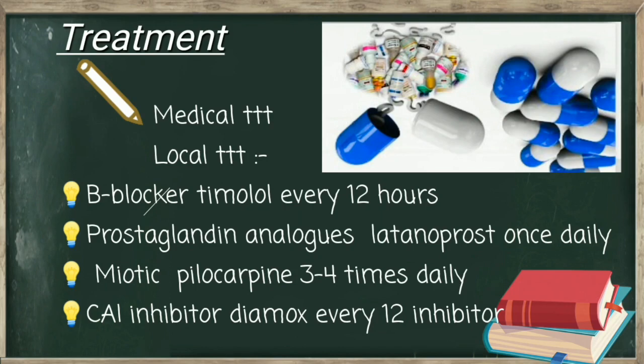The fourth category is carbonic anhydrase enzyme inhibitors, which act by decreasing the formation of aqueous humor. Diamox is used two times a day. The side effects of these drugs come from inhibiting the carbonic anhydrase enzyme, which is present in the kidney and in the lung. The normal action of carbonic anhydrase enzyme in the kidney is to increase oxalate excretion and decrease potassium excretion.